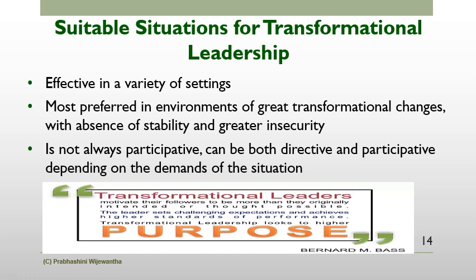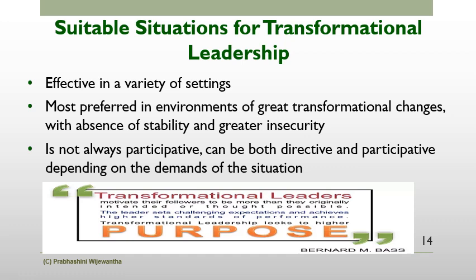It is most preferred in environments of great transformational changes, with absence of stability and greater insecurity. So transformational leadership is most preferred in organizational environments with huge changes taking place in organizations, which creates a paradigm shift in the direction in which the organization moves.